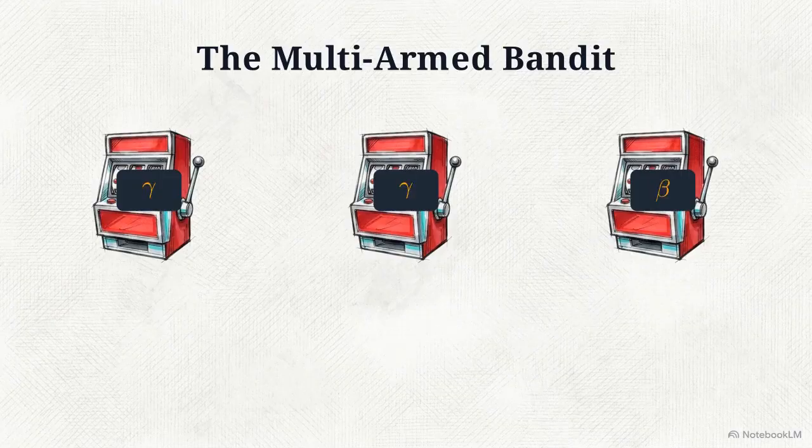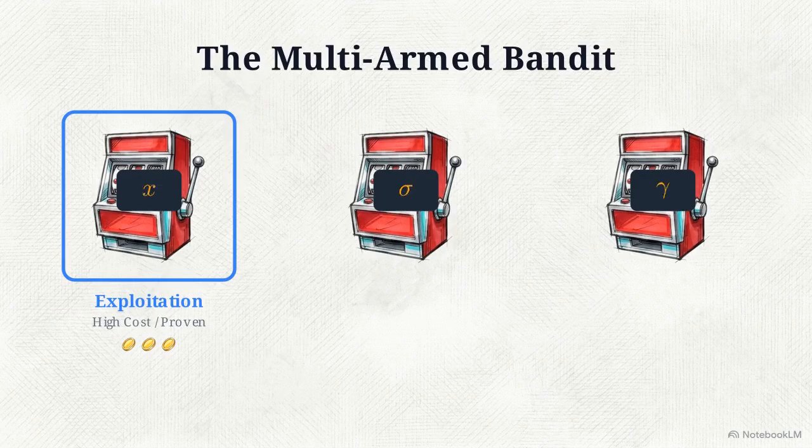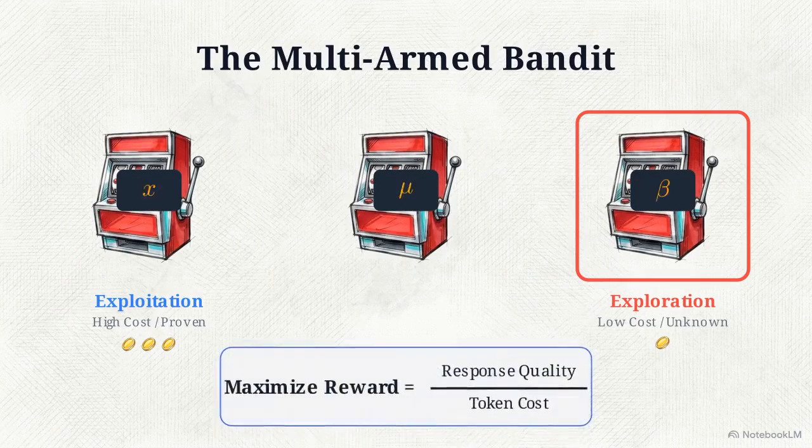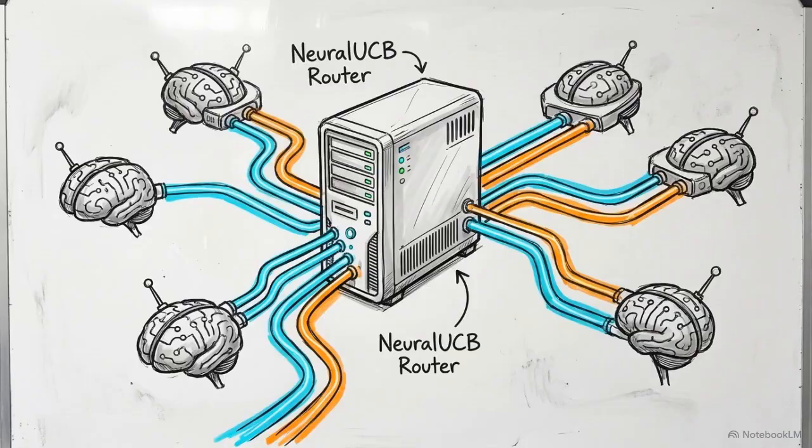This is the multi-armed bandit problem. It's a framework for choosing between several options when the potential rewards are unknown. You have to balance exploiting an expensive, proven model against exploring a cheaper option that might be just as effective. The NeuralUCB Router is an OpenAI-compatible proxy that applies this math to LLM selection.